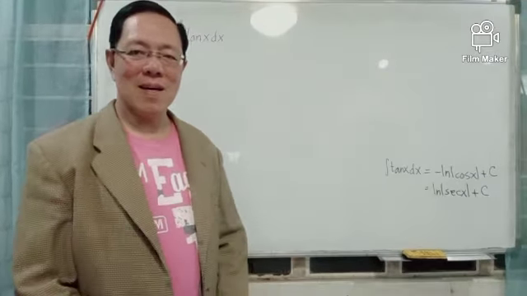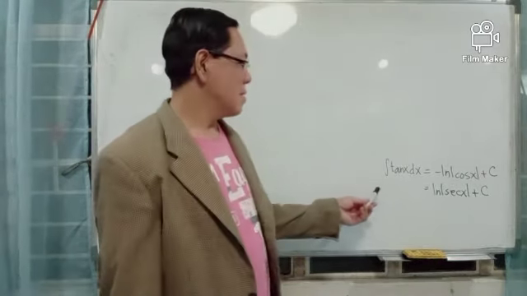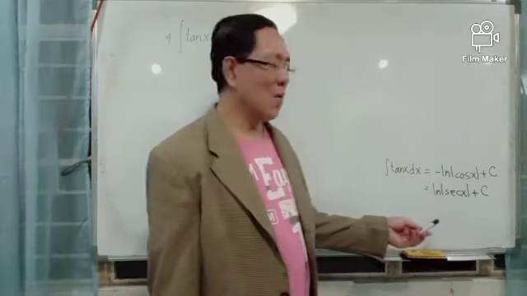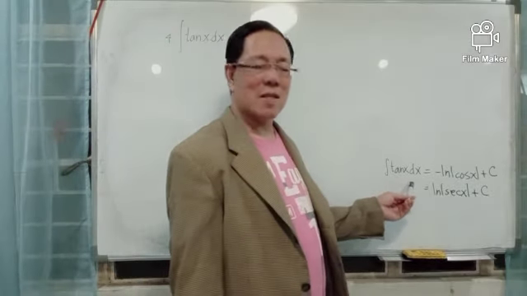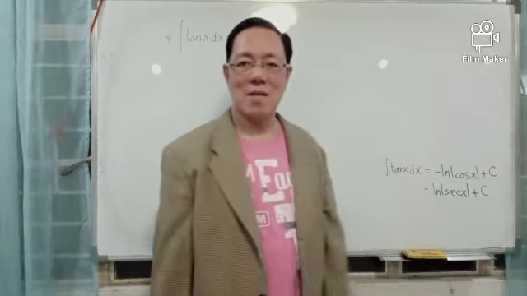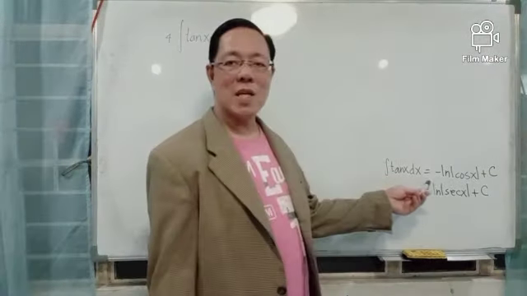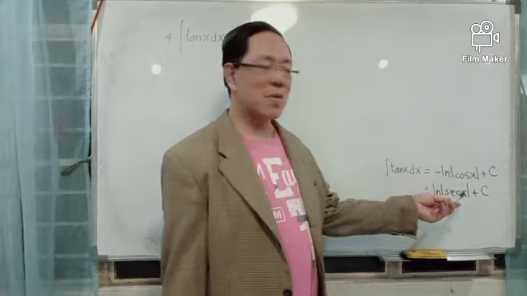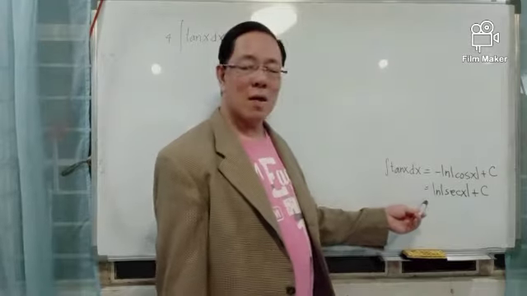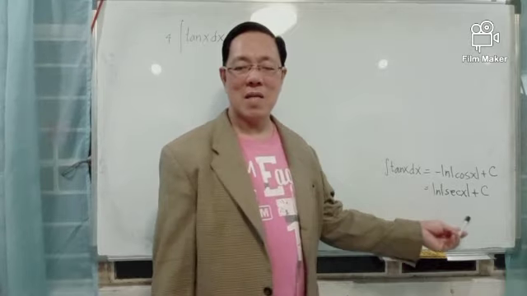Before we apply the integration rule for the integral of tangent x equal to negative ln of the absolute value of cosine x plus c, or the integral of tangent x dx equals ln of the absolute value of secant x plus c, we show that the integral of tangent x dx is really equal to negative ln of the absolute value of cosine x plus c, and also equal to natural logarithm of the absolute value of secant x plus c.